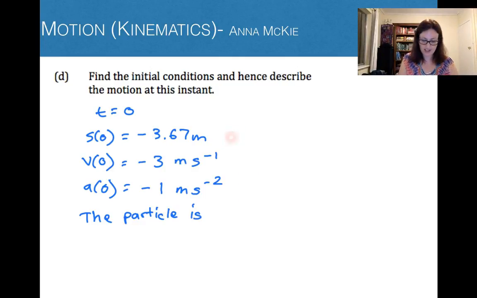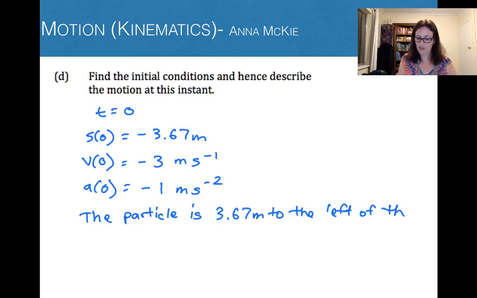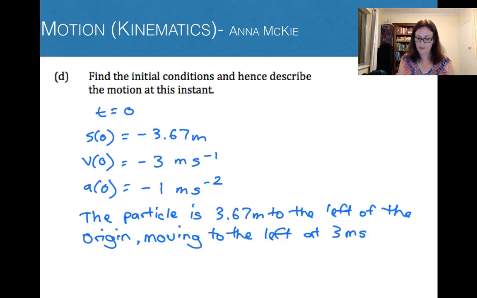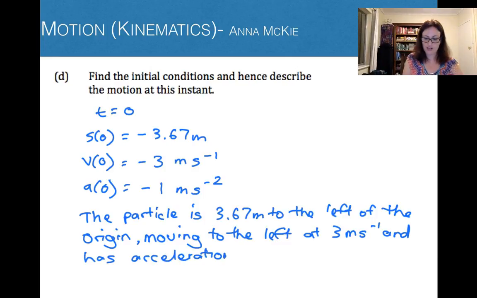So this describes where it is. It's 3.67 meters. Now look at that negative sign. That means it's to the left. If it was positive, it'd be to the right of the origin. So you've used that piece of information. Describe the velocity now. So you say it's moving. Which direction? Because it's negative, that means to the left. If it was positive, it would be to the right at 3 meters per second. And now describe the acceleration, and has acceleration, and we just state that value, -1 meters per second squared.